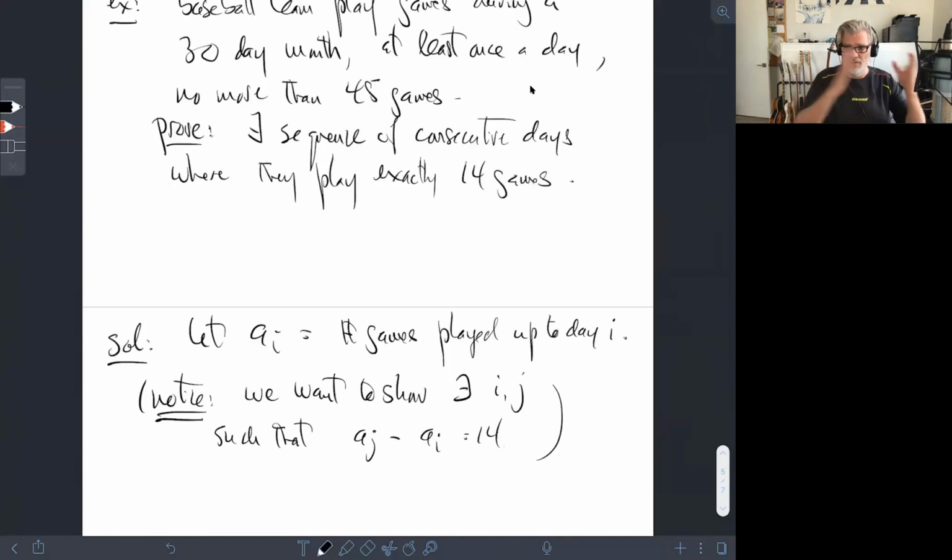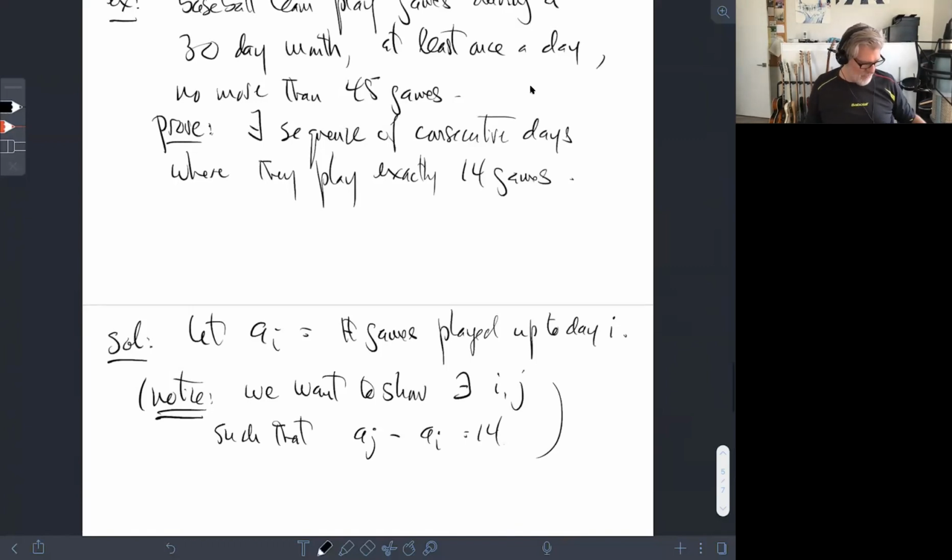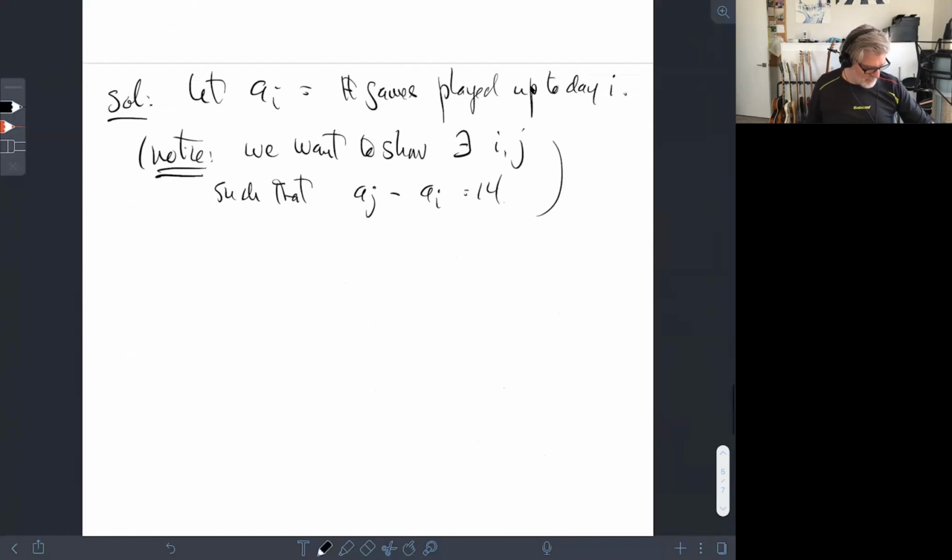Hopefully you see it. If you're counting all the games from day 1 to day j and day 1 to day i, you subtract, that means you get the number of games from day i plus 1 to day j, right? So consecutive. So if you look at those numbers and there are 30 of them, you want the difference between two of them to be 14, which is super good. And then, well, we still haven't solved it. So why would the difference of two of these numbers be 14? So that's the first ingredient.